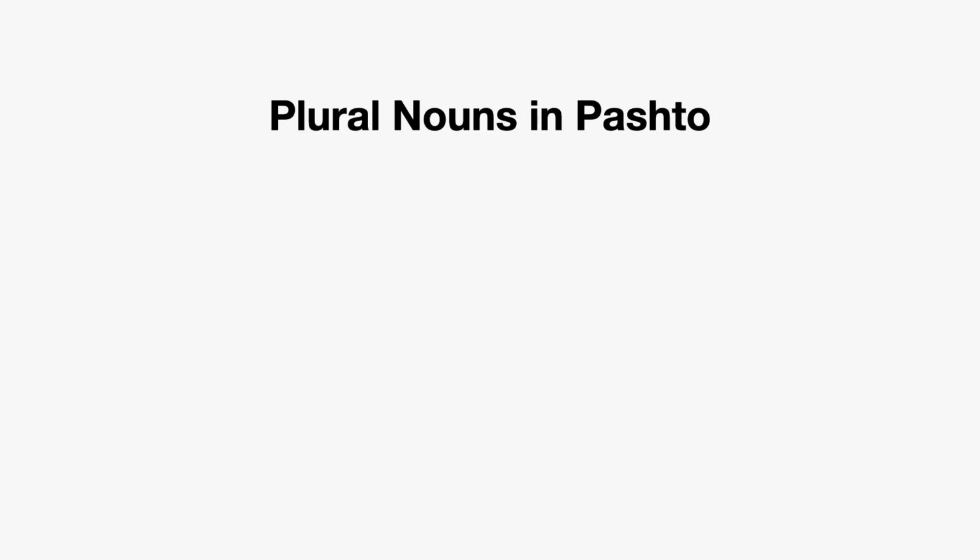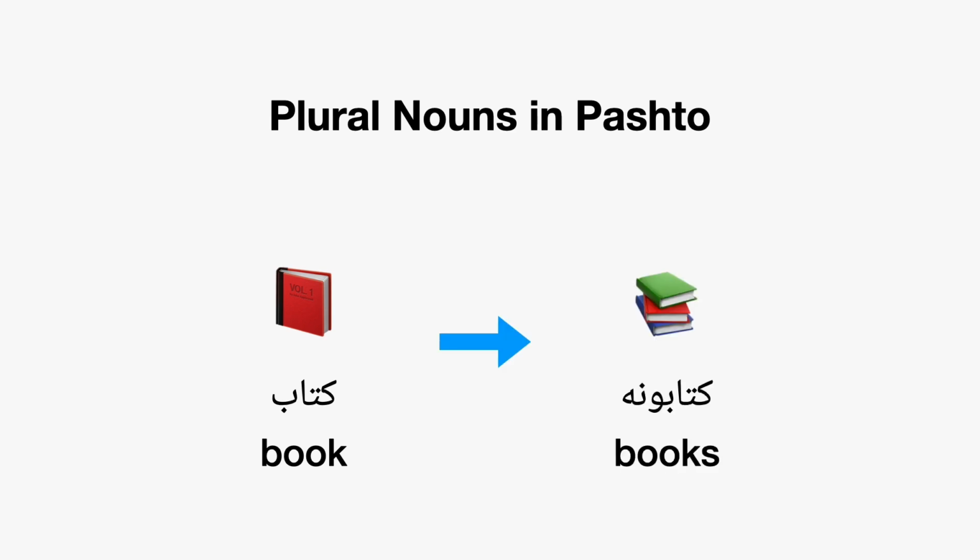Hi, everybody. Today we're going to talk about plural nouns in Pashto. We use plural nouns if we have a noun like book and we want to say books. This seems really simple, but unfortunately in Pashto it's pretty complicated, so we need a couple of videos to kind of go through it all.